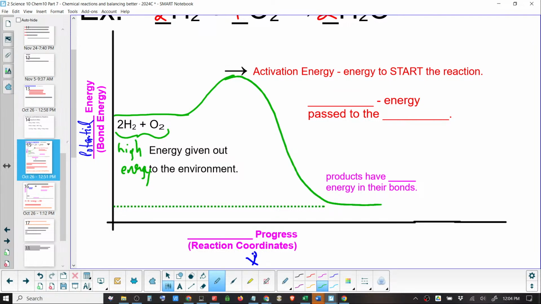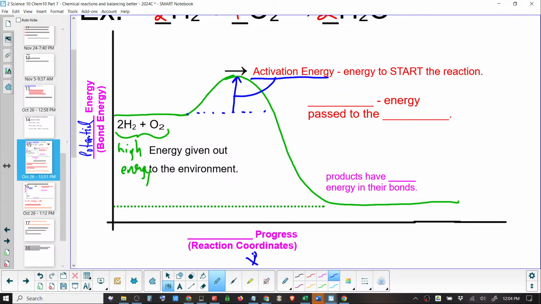Are we drawing this? You are drawing that. The energy from the beginning to the top of the peak there, that's the activation energy. That's the amount of energy you require just to start a reaction. For some cases that's high.